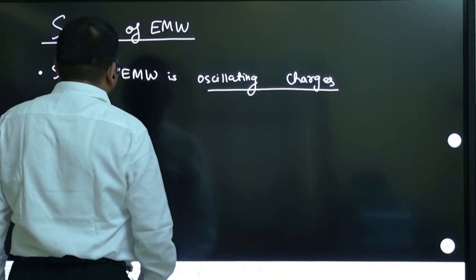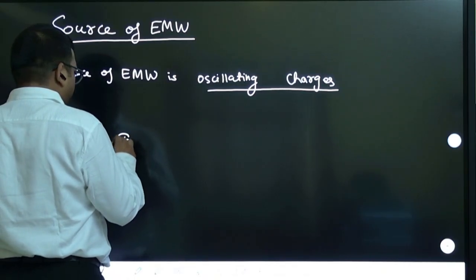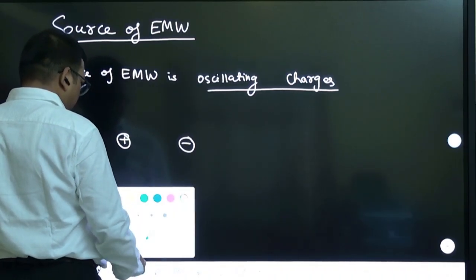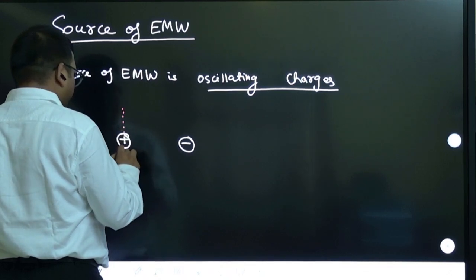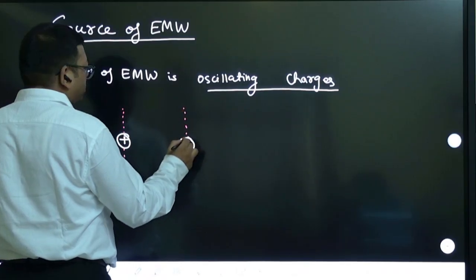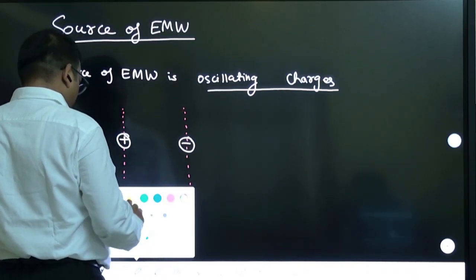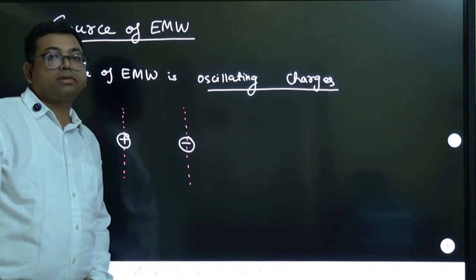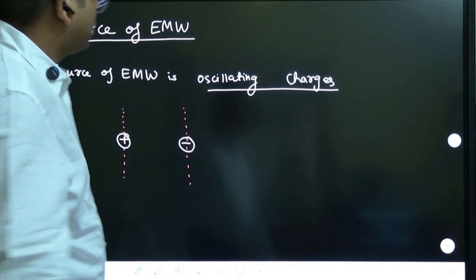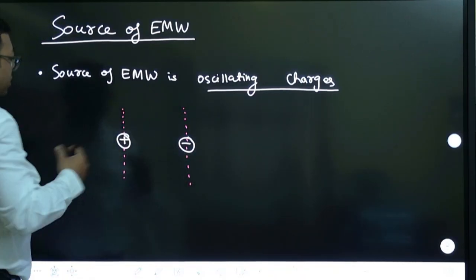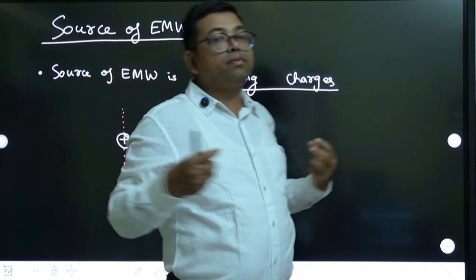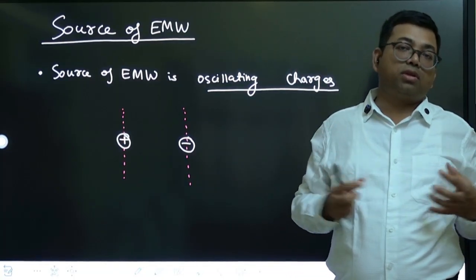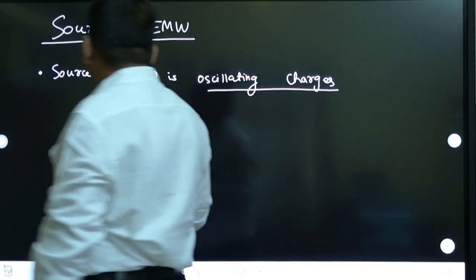Let's try to understand this. Suppose this is a charge plus, this is charge minus. Let us say that this is the mean position of this charge, and this also is the mean position of this charge. Now I will give two examples of oscillating charges or oscillating electric field or magnetic field. One is the charge itself is moving, just like a simple harmonic motion. They are moving. So suppose this charge is here and this charge is here.